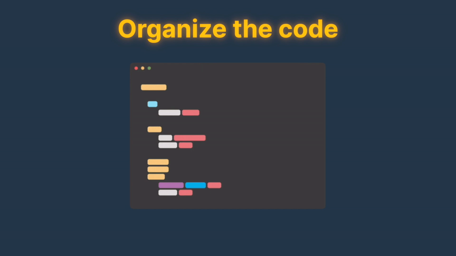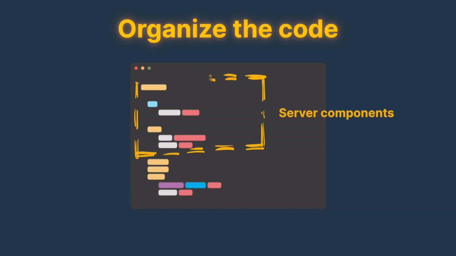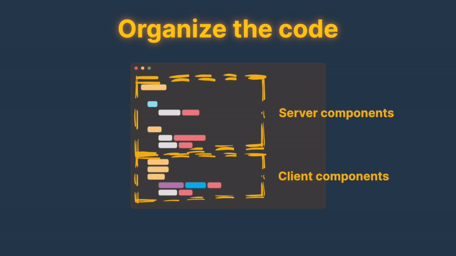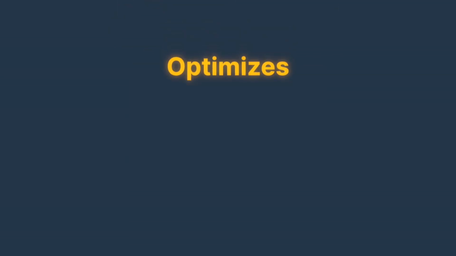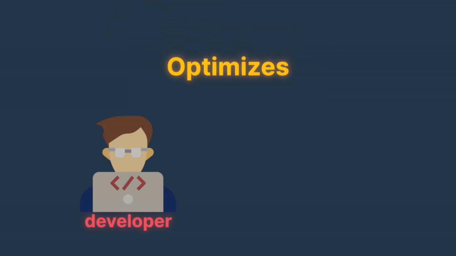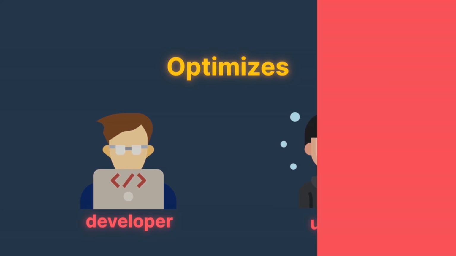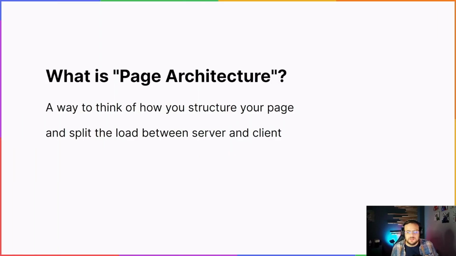Optimize your code into server components and client components in a way that makes sense and optimizes both the developer experience and the user experience. So what exactly is page architecture? Imagine constructing a building where each piece that you put has a specific function, location, and purpose. A sturdy page architecture similarly places the bulk of the HTML or JSX within the walls of server-side components, essentially laying a strong foundation for the entire application.